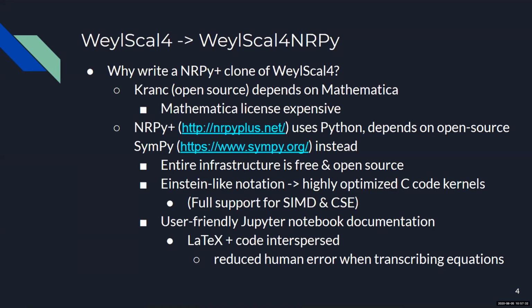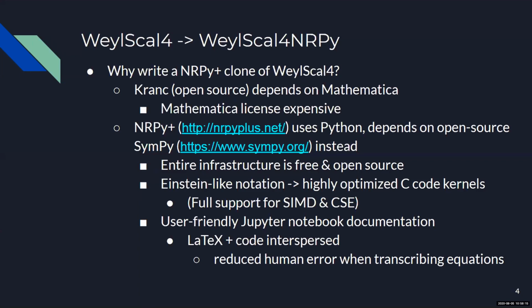Like Kranc, we have an Einstein-like notation as input, and the output is highly optimized C code kernels that make use of tools like single instruction multiple data, SIMD, and common subexpression elimination, or CSE, to optimize the codes. We also document everything in a lot of detail in user-friendly Jupyter notebooks that allow us to use LaTeX and HTML to make the documentation more readable and also intersperse it with our code, which allows us to reduce the human error in transcribing these equations quite a bit.